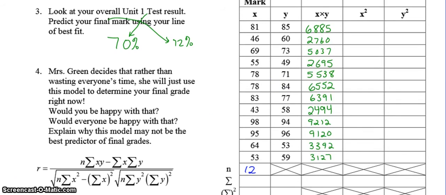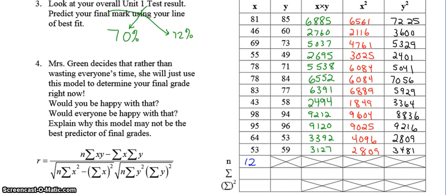Alright, so there's the values that you should get when you multiply the x and the y by each other. The next two steps are to square the x values in this column and square the y values in this column. So here would be 81 squared, which is 6561. And then here would be 85 squared, which would be 7225. So in this column, square each x value, and in this column, square each y value. Press pause on the video, take a minute, and square all those values.